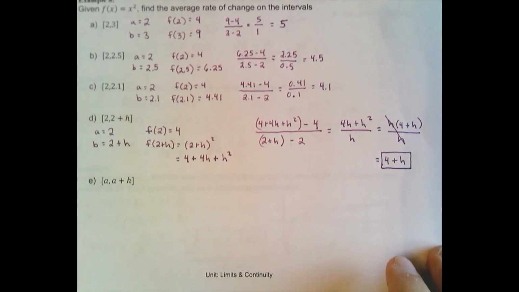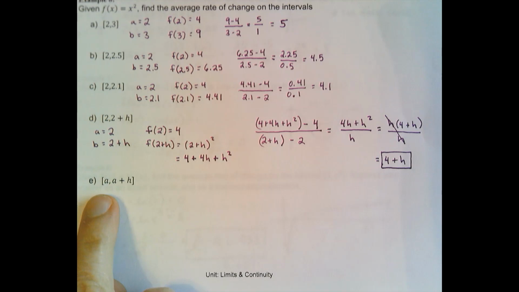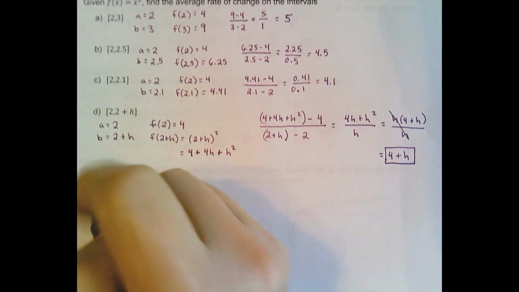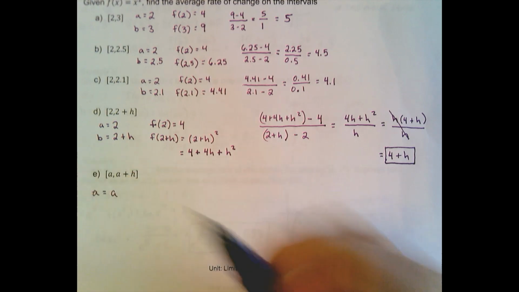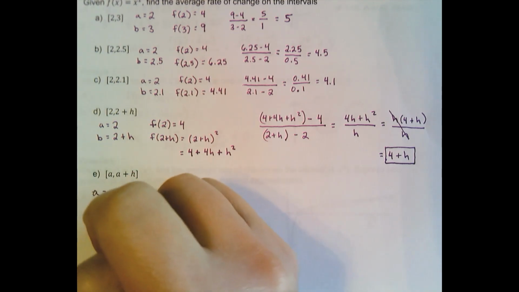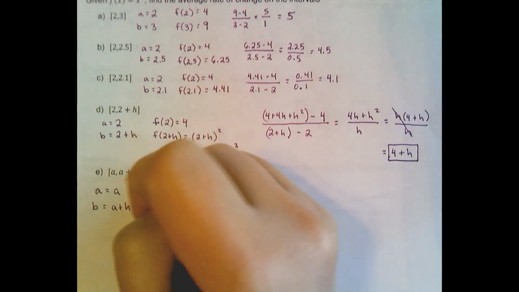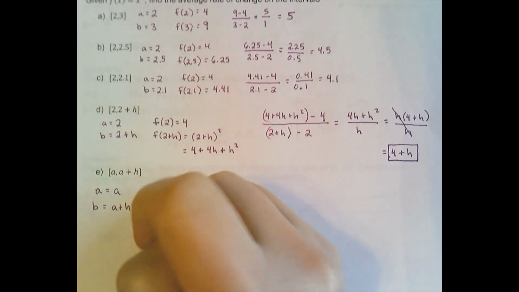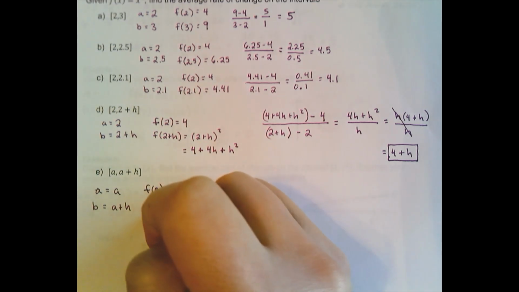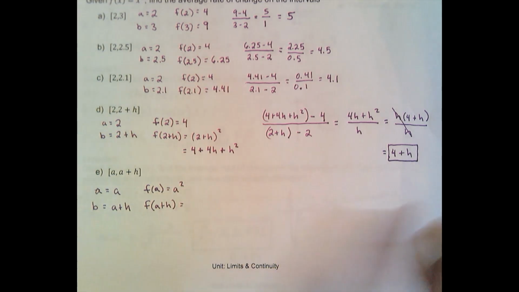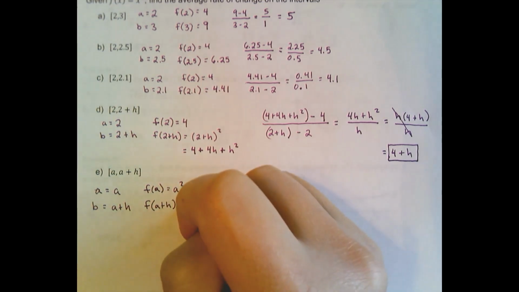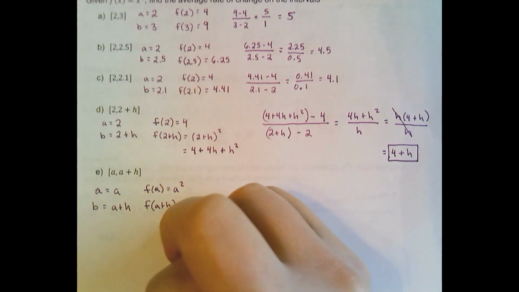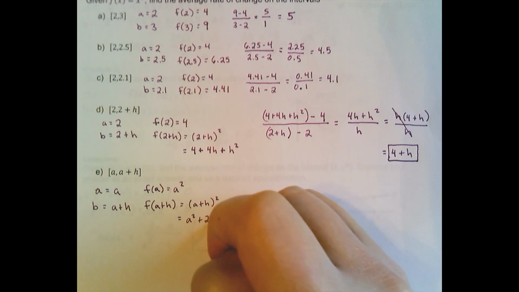Okay? In part E, what we're changing is instead of starting at 2, we're starting at any arbitrary value a that we want. So in this case, our a value is a, and our b value is a plus h. That way, f of our a value is a squared, and f of our b value, if I FOIL that out, I have a plus h squared, or a squared plus 2ah plus h squared.